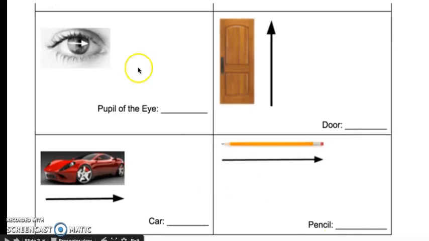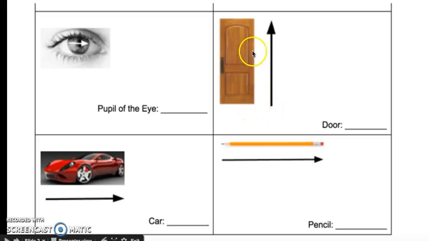All right, our next object is the eye. We are looking at the colored section in the pupil of the eye, so where you see the arrow. If we are going to measure that part of the eye across, what unit would you use? Millimeter, centimeter, or meter? Write your answer on the line below. Press pause, press play when you're ready to go on.